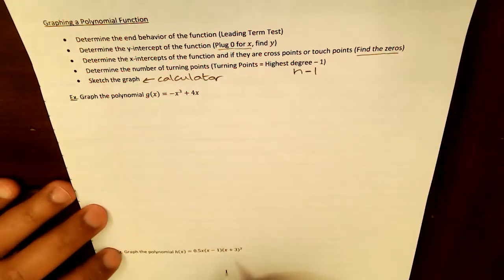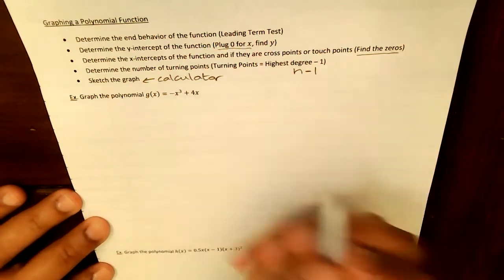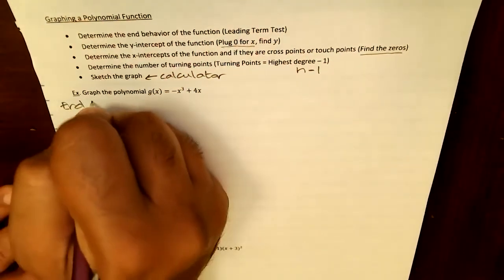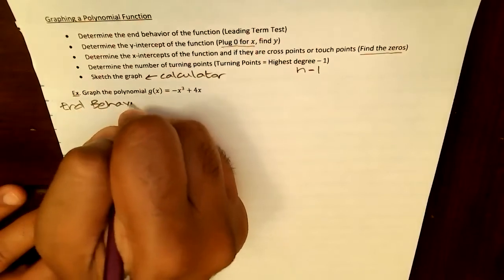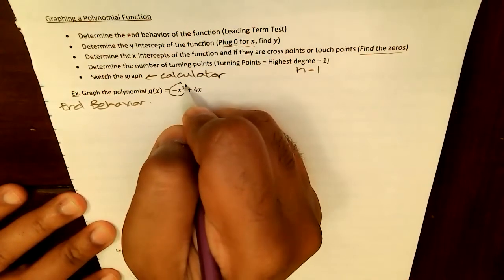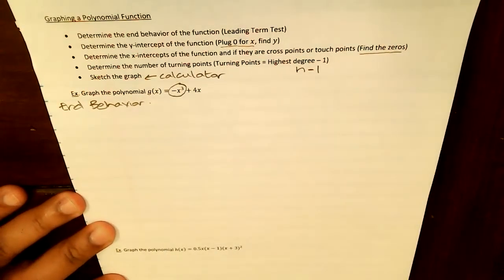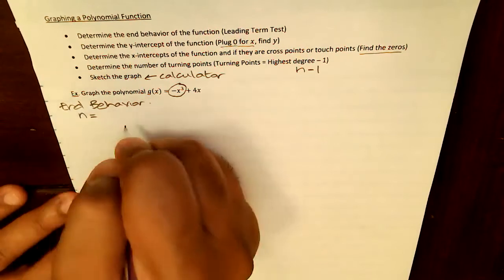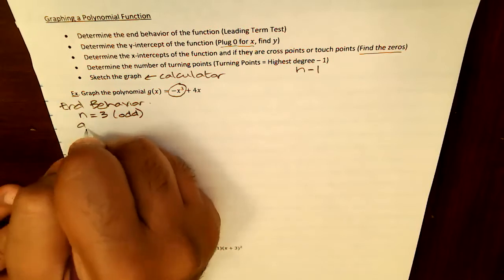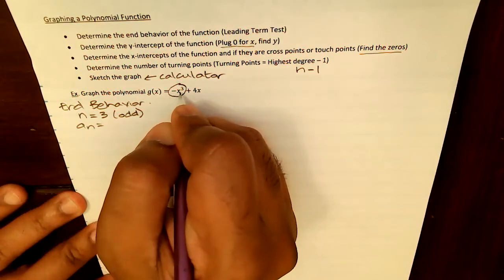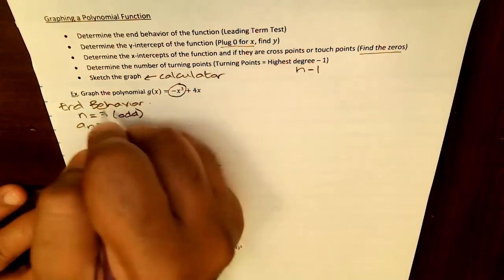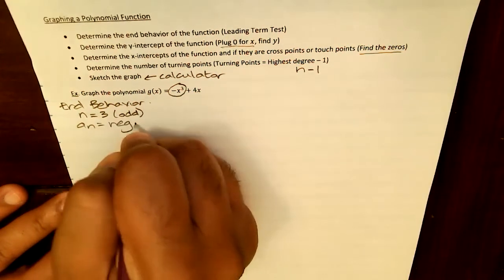All right, let's do the first example. My function is negative x cubed plus 4x. Let's figure out the end behavior first. For the end behavior, we're going to look at the term that has the highest power, which is negative x cubed in this case. So my power n is 3, which is an odd number. And then the number a_n is the number that's in front of it. It's the coefficient, is what we call it. And that number is negative 1, which is a negative number.